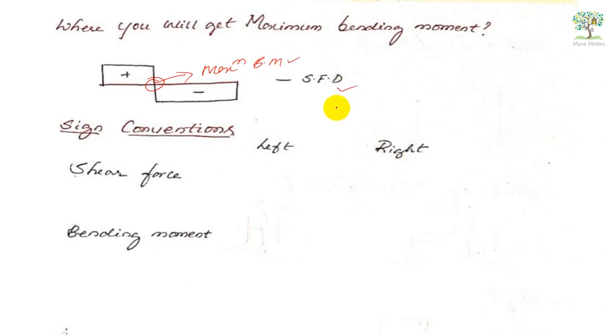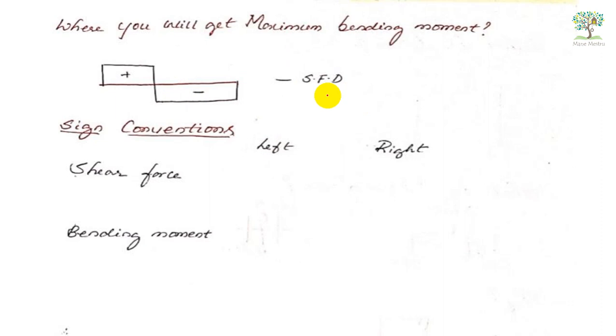So why I am telling like this is, whenever you are calculating bending moment values, you should calculate at the point where shear force is changing its sign, because there only you are getting what? A maximum bending moment. Okay, now let's go for a sign convention.